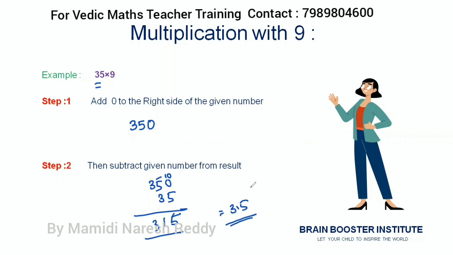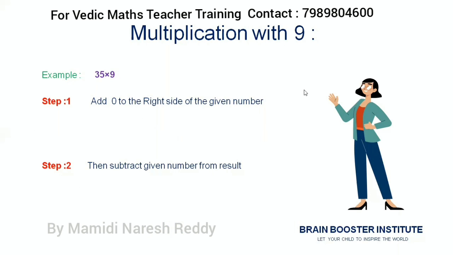That's very simple. Is it correct or not? You can go and check with your general multiplication. 9 times 5 is 45, and 9 times 3 is 27, plus 4 is 31. So we got the exact answer, that is 315. I hope you understand. So please go through step 1 and step 2. Let's see some more examples.